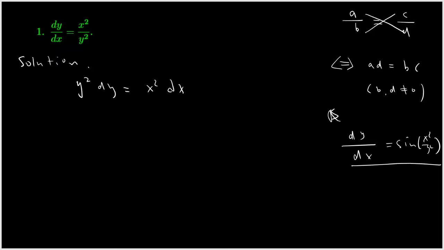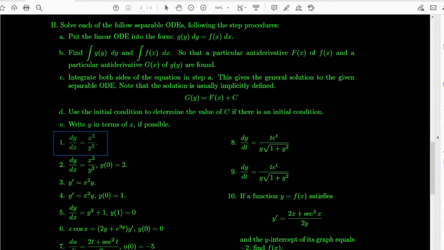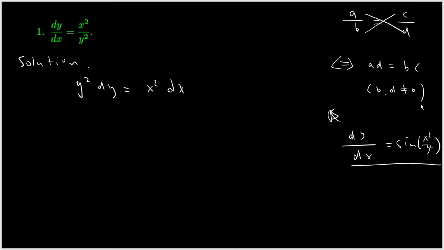Separate y and x. So the first step: you put the ODE in that form. I'm not introducing the term linear. It's possible to separate y and x. You put everything y on one side of the equation, and then you put everything x on the other side. It's possible, right? So we're done with step 1.